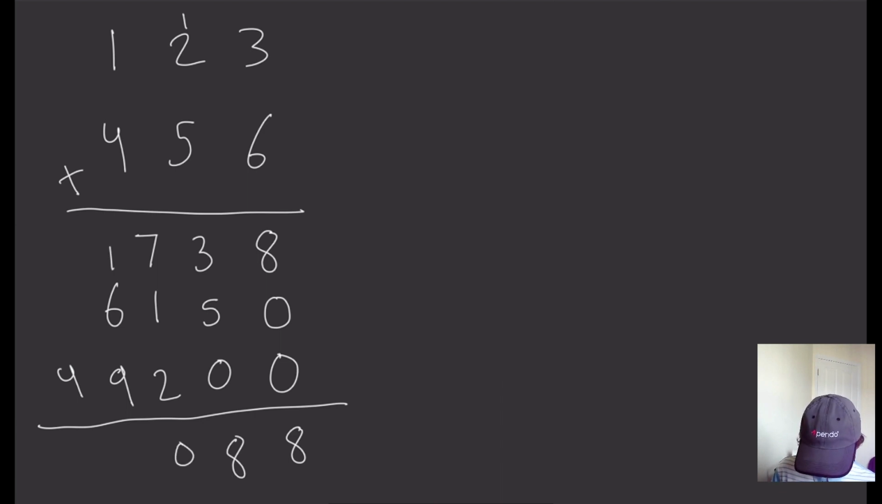Go with 0 and 1. That's 6, 1, 5. So we get 56,088, which is the exact answer that they told us in the example on the NeetCode website. My plan is to write code that can do this process.